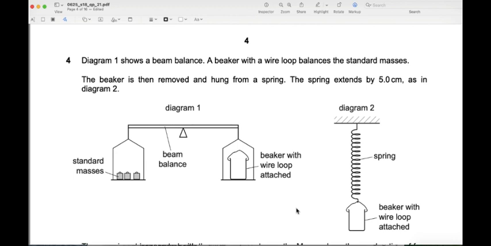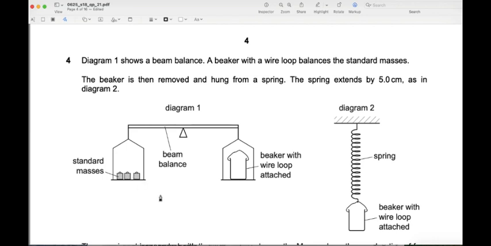Question number 4: diagram 1 shows a beam balance. You can see a beam balance here in diagram 1, and the pivot. This one is sitting on the pivot. Now a beaker with a wire loop balances the standard mass. We have a standard mass here and a beaker with a wire loop attached here, so they balance each other.